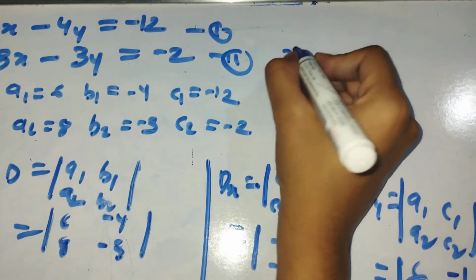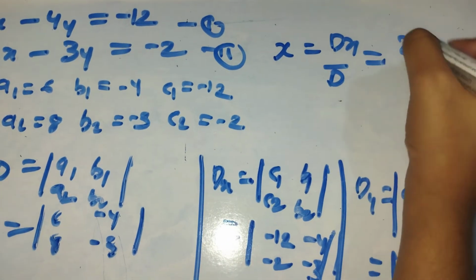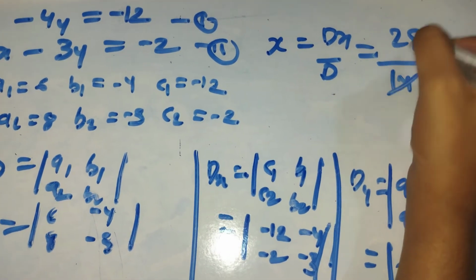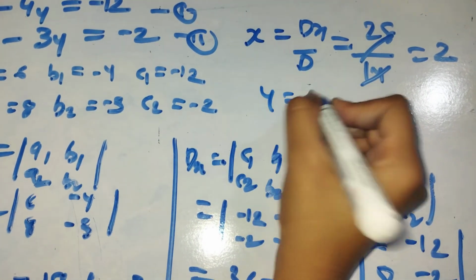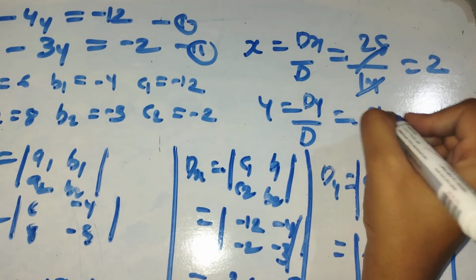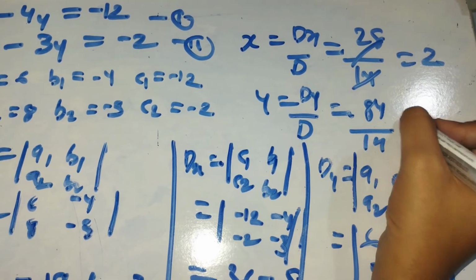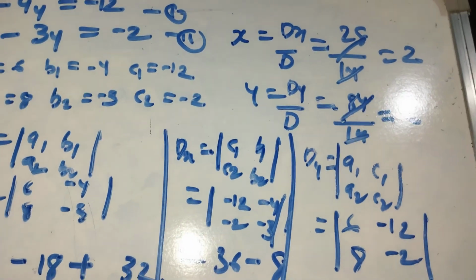Okay, so x equals dx by d. So dx is your 28 and d is your 14. 14 2s are 28. So x value is your 2. Y equals dy by d. Okay, so dy is your 84 and d is your 14. So 14 6s are 84.